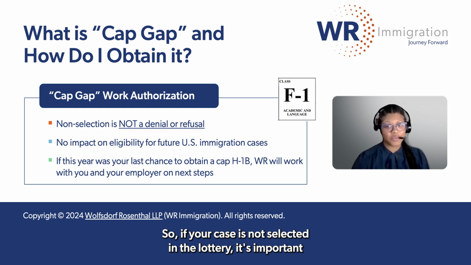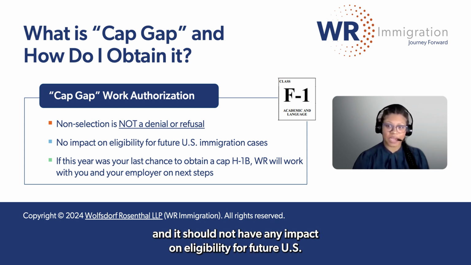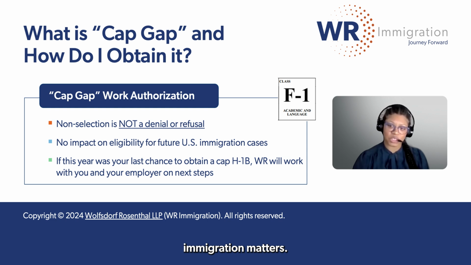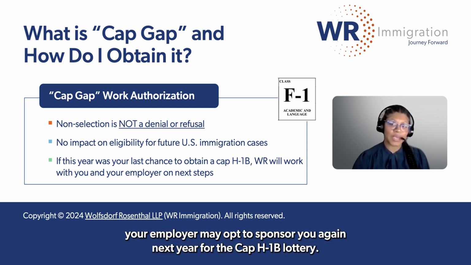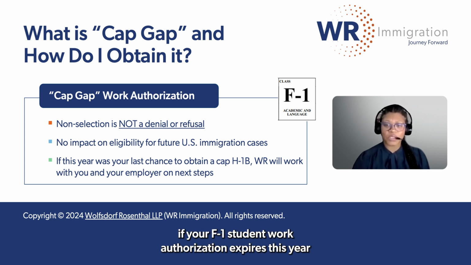So, if your case is not selected in the lottery, it's important to keep in mind that this does not mean your case was denied or refused, and it should not have any impact on eligibility for future U.S. immigration matters. For example, your employer may opt to sponsor you again next year for the CAP H-1B lottery. If this year is your last chance to obtain a CAP H-1B, for example, if your F1 student work authorization expires this year and you do not have other options, we will work with you and your employer on next steps.